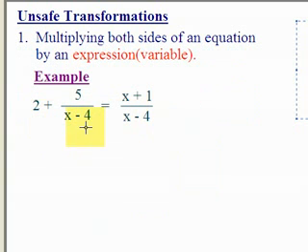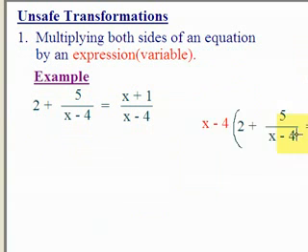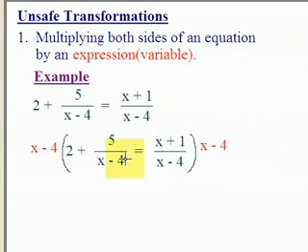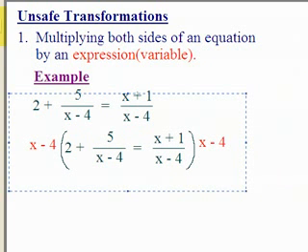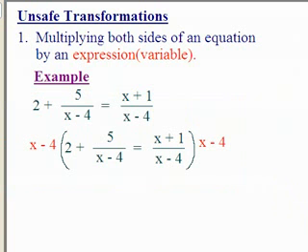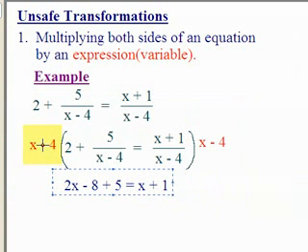To solve this equation, what we'd like to do is multiply both sides by the quantity x minus 4. So if I multiply both sides by the quantity x minus 4, what's the problem? What kind of situation could happen that might give me some trouble? Well, when I multiply both sides by x minus 4 and I distribute it over the 2, x minus 4 times 2 is 2x minus 8, and x minus 4 times this expression is just 5, and when I multiply x minus 4 times this, I get x plus 1.